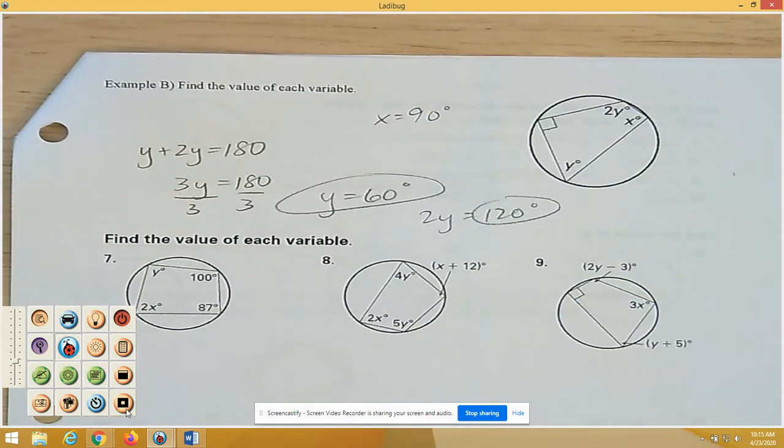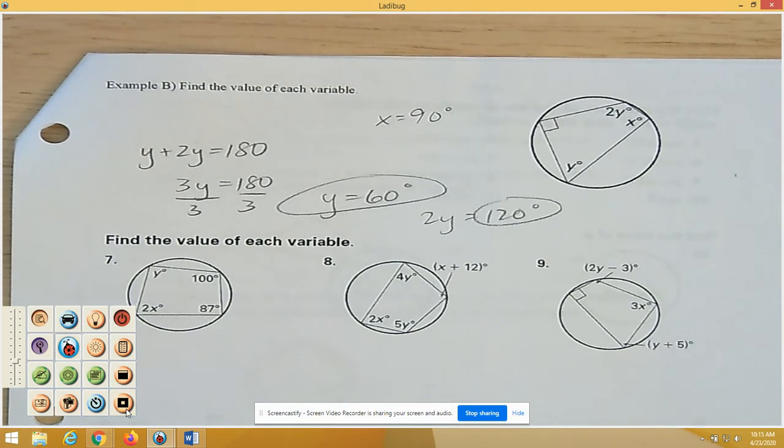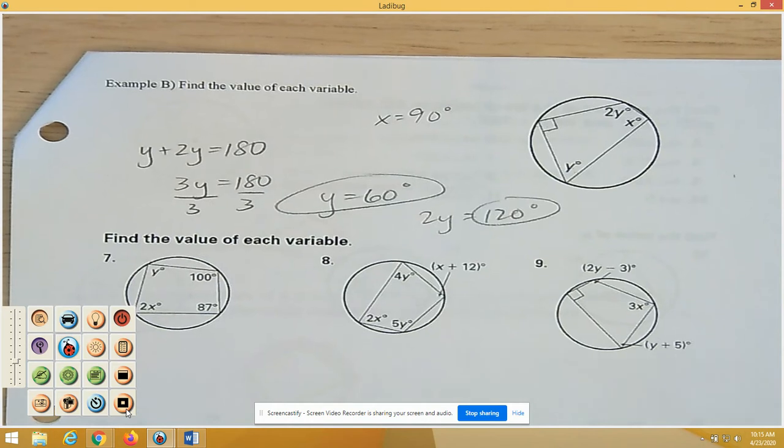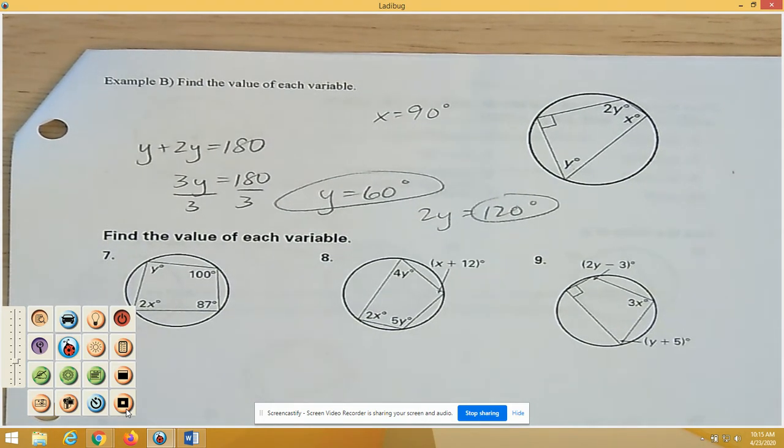All right, if you feel like you can do the next few examples, by all means, go right ahead. You can pause it and do those, and then I'm just going to kind of talk through them really quickly. Hopefully that makes sense to you.